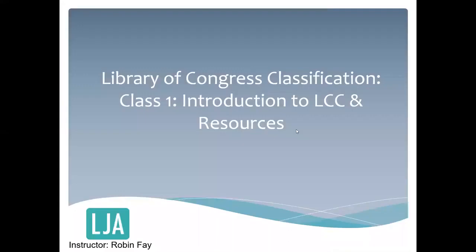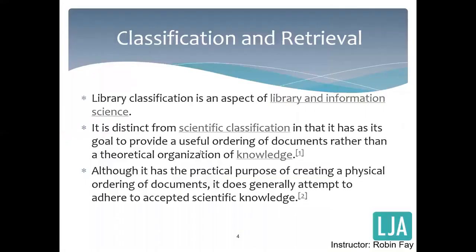So this class we're going to have a brief introduction to the Library of Congress classification system, and then we're going to talk about some of those resources, and I'll point those resources out as we go along. Really what we're looking to do is find a way to assist our users in finding our resources. And so we need some way to actually organize our resources in terms of the physical locations, in terms of those physical places on the shelves.